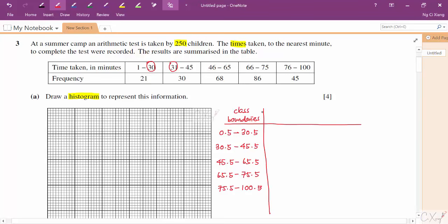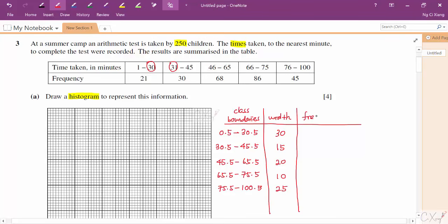Okay, so after the class boundaries, we can use it to find out the width for every single class here. To get a class width, it is 30.5 minus 0.5, where you get 30. 45.5 minus 30.5, you get 15. And you do the same thing for the rest of the classes. Very obviously, you can see from the width here that all the bars have different widths. So we are going to draw the unequal width histogram.